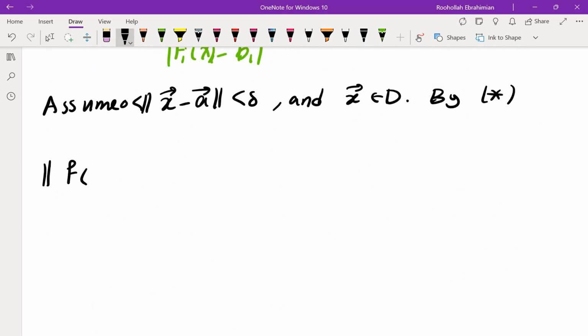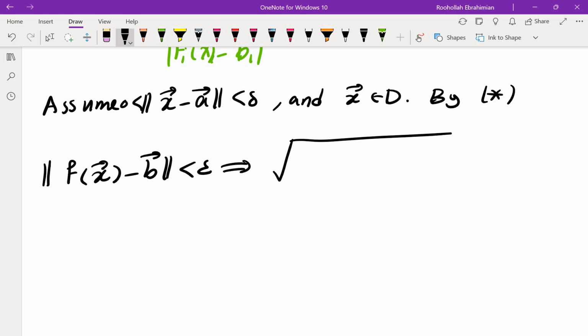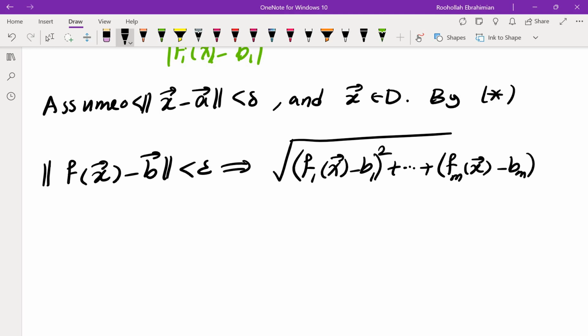So the distance between f of x and b is less than epsilon. So what does that mean? It means the square root of (f1 of x minus b1) squared, where f of x is f1 of x all the way to fm of x, and b is b1 through bm, all the way to plus (fm of x minus bm) squared is in fact less than epsilon.